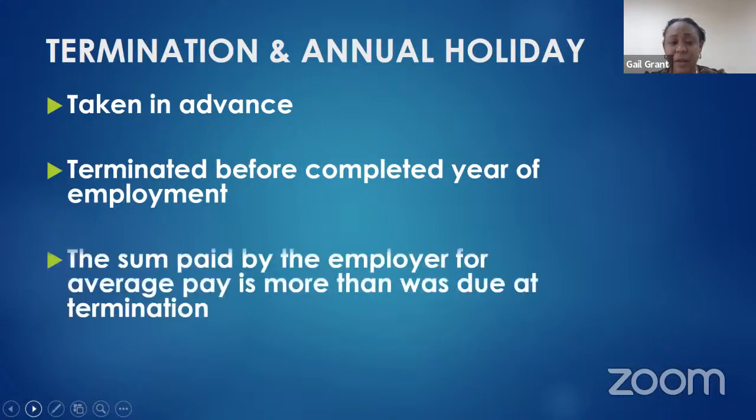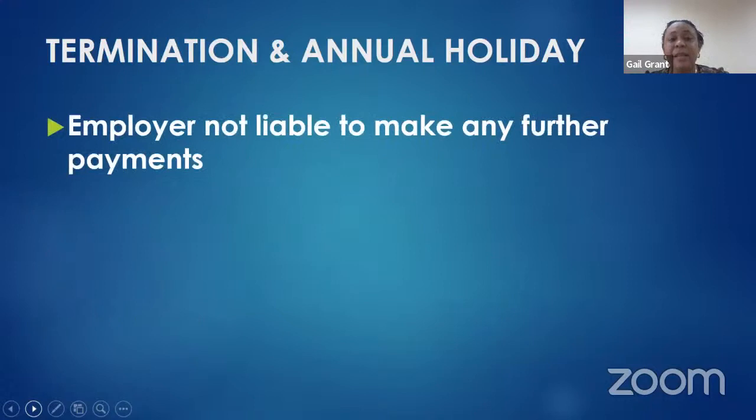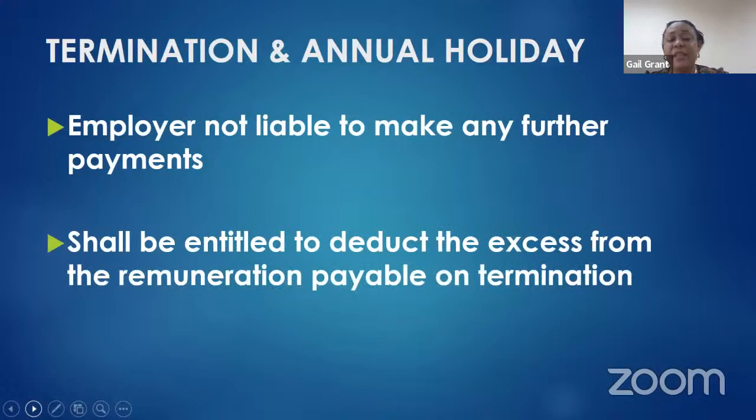If that happens, or they're terminated before they completed the year of employment, then the sum paid by the employer for the average pay was more than was due at the termination. So in the example I brought up, the person didn't complete the year, their anniversary is August, and the company gave them vacation in June. So the person would not have earned a full three to four weeks or whatever, but the employer paid them the full total. Then the employer is not liable to make any further payments, and it shall be entitled to deduct the excess from the remuneration payable on termination.